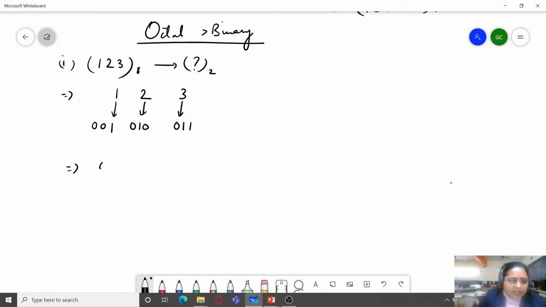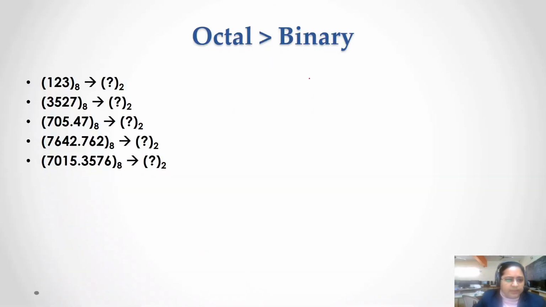And finally write all the bits together. Because we have written all the bits together and we have leading zeros, we can just ignore them, because any number will always have zeros in front of it. It won't change the meaning of the number. So we can refine the number and write it like this. So this is the binary equivalent of this octal number. Let us take the second example.